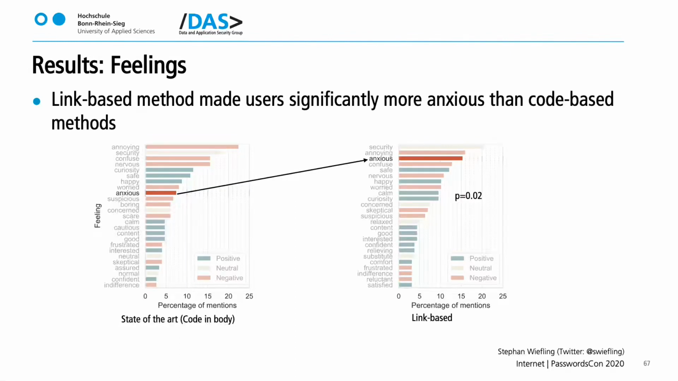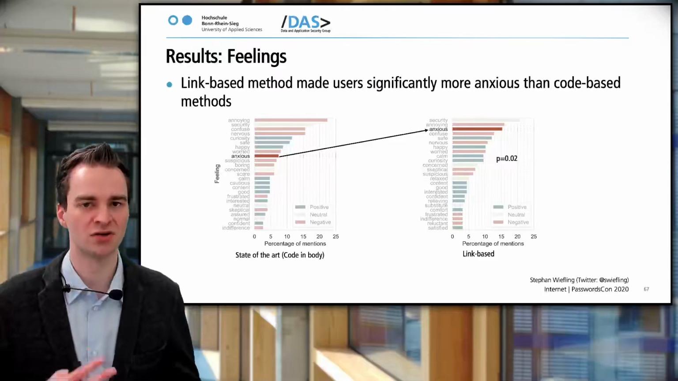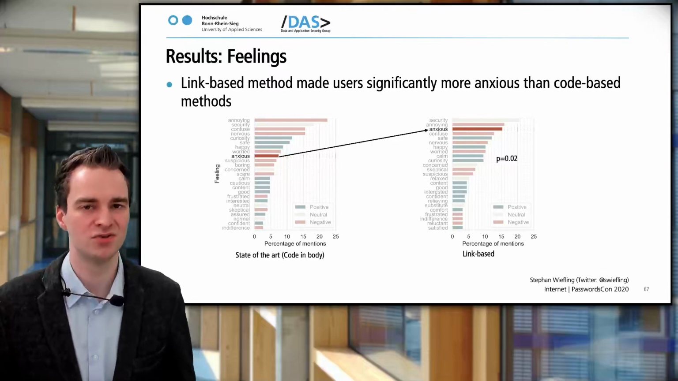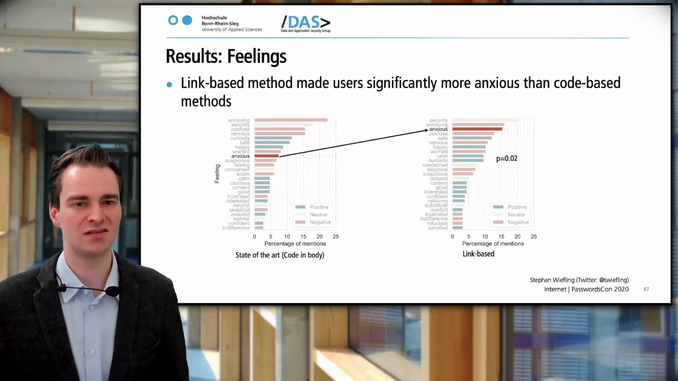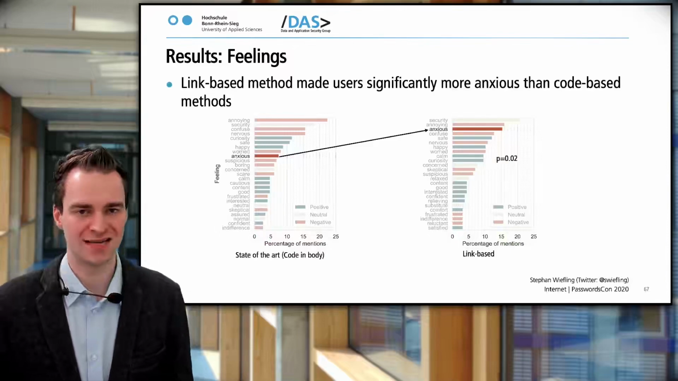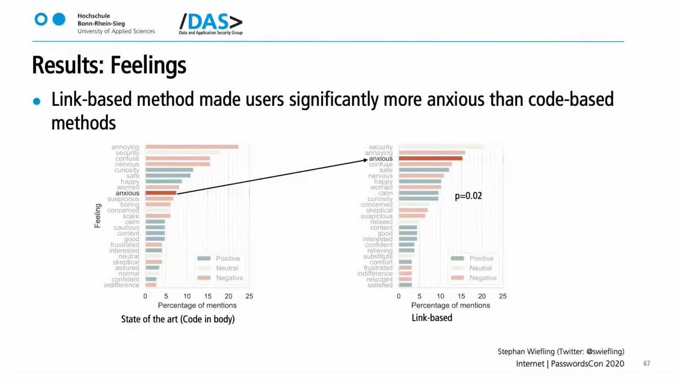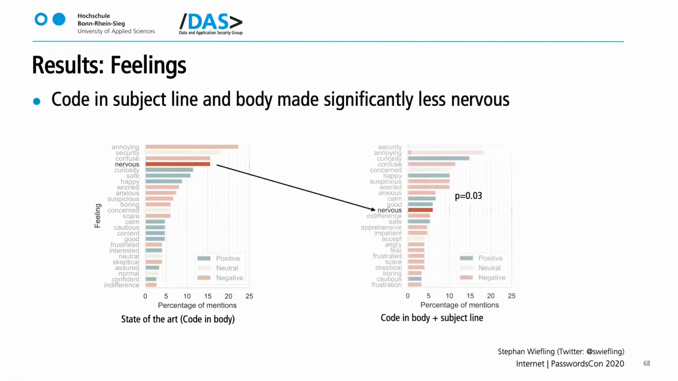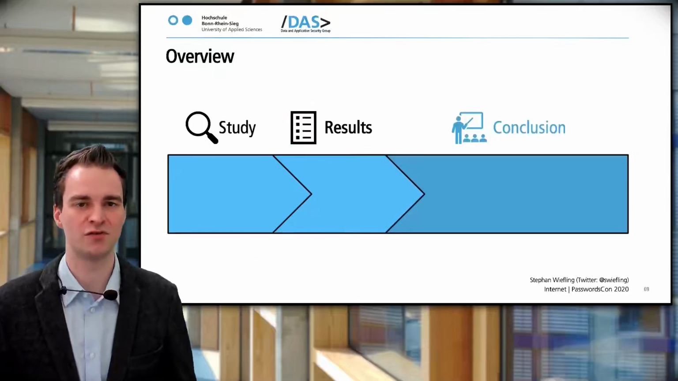Based on the replies we got, we think that this could be due to phishing awareness campaigns. So they know not to click on links, and now we're just asking them to do the opposite. So this is why people tend not to accept it here. And also, if you're using the code-based methods, with the code in the email body and subject line, it really had a positive effect because people were significantly less nervous, maybe because they didn't need to open the email, because they knew what to expect here. So this could also be why it had a positive effect.